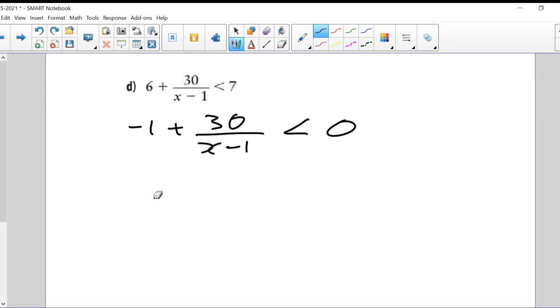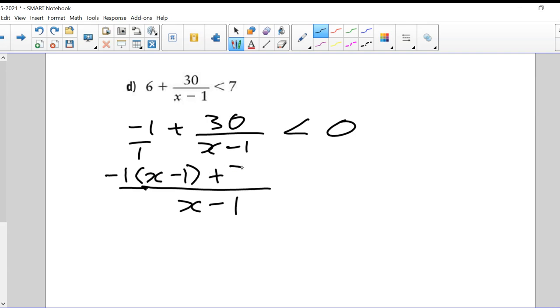Anyway, common denominator. Common denominator is the x minus 1. Okay, put this over 1. And we're going to ask, what do you multiply this by to get that? It would be minus 1 times the x minus 1. And then we're going to have the plus 30. Hopefully that makes sense to everybody. So I don't have to spend a lot of time on that. Less than 0.